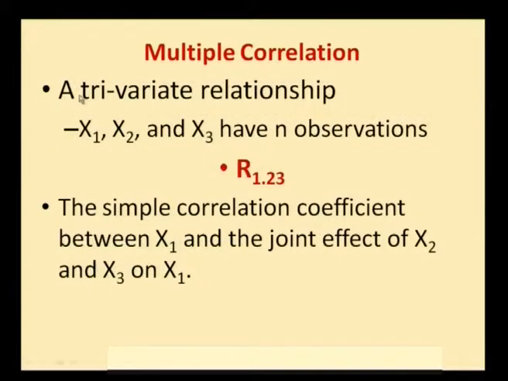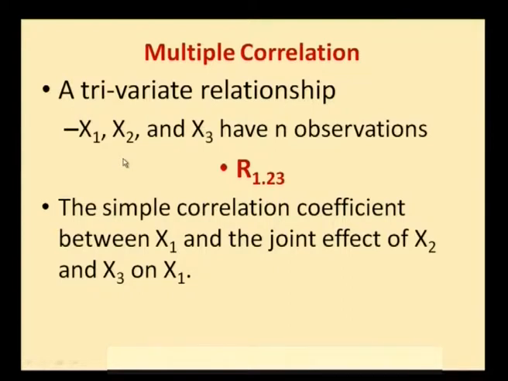So, for simplicity I try to explain initially with a trivariate relationship, because 2 is too small, where we have only a linear or a non-linear correlation with only 2 variables. Therefore, essentially for multiple correlation, let us start with a 3 variable case, and we can name them x1, x2, x3 and let them have n observations. So, this is the symbol 1 dot 2 3.